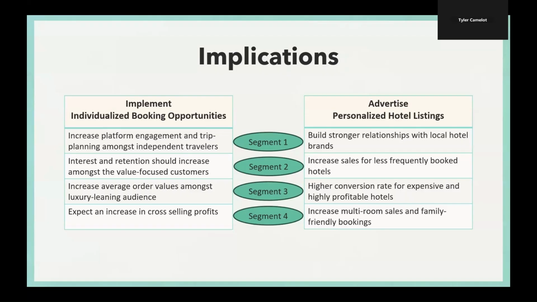Segment three is our luxury hotels. So, investing in luxury hotel promotions, we expect to lead to a higher conversion rate for expensive and therefore highly profitable hotels for Expedia. Segment four, our final segment, are again the family-friendly hotels. So, with catering promotion for multi-room deals, we expect that the profitability for larger group vacations with children to increase as we cater to their needs.